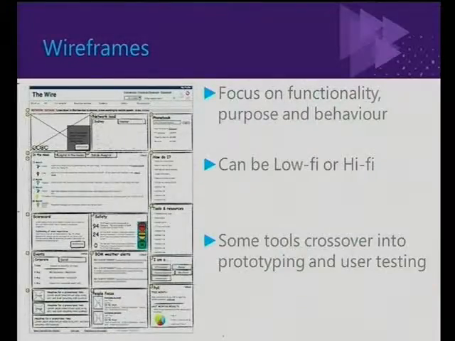Look, they can be lo-fi using paper and whiteboards, or you can move into electronic tools like Visio, PowerPoint, Balsamiq, OmniGraffle, tools like that. And look, when you get into some of those online tools or electronic tools, they really start to move into some of that prototyping and area of user testing.